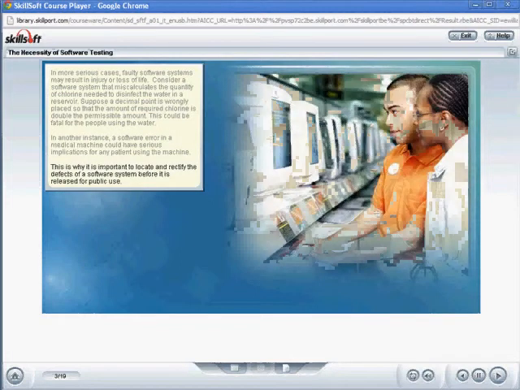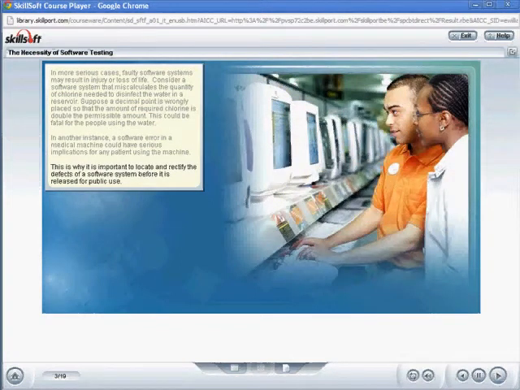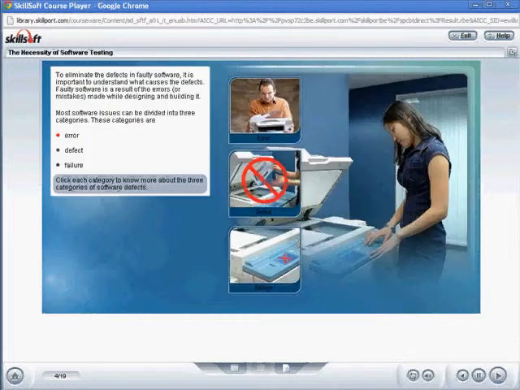This is why it is important to locate and rectify the defects of a software system before it is released for public use. To eliminate the defects in faulty software, it is important to understand what causes the defects. Faulty software is a result of the errors or mistakes made while designing and building it. Most software issues can be divided into three categories. These categories are error, defect, failure.